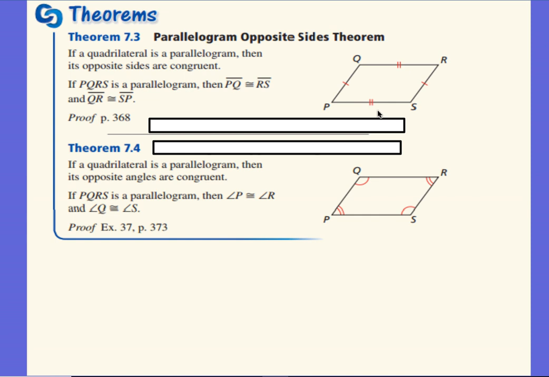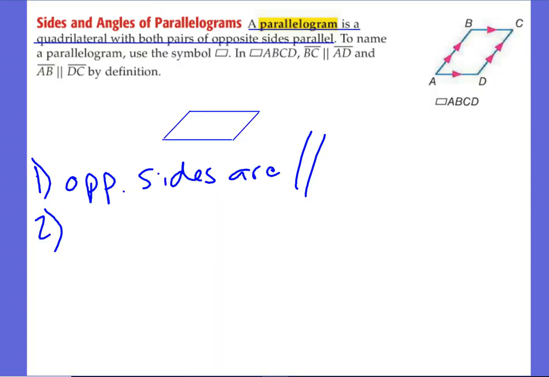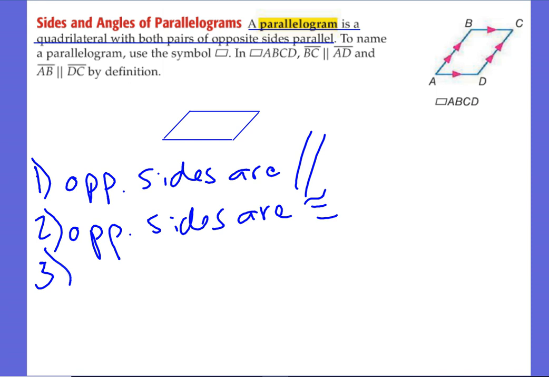Opposite sides are parallel, and opposite sides are congruent to each other. The third and the final one of this video that we're going to discuss is that the opposite angles are congruent as well. We call that our parallelogram opposite angles theorem. So let's recap. Opposite sides are parallel. We know that opposite sides are congruent, and we have discovered that opposite angles are congruent.